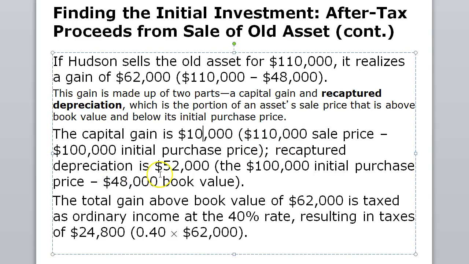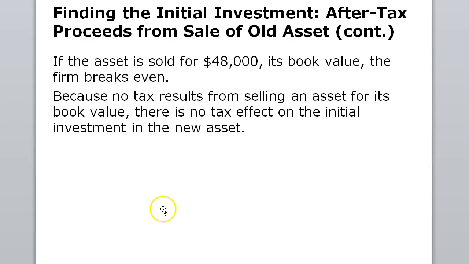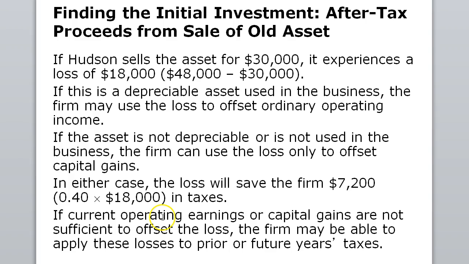Okay, so recaptured depreciation is $52,000. The $100,000 initial purchase minus the book value. So this is recaptured depreciation. So the total gain above book value is $62,000 and is taxed as ordinary income. So the tax at 40% would be $24,000. So if the asset is sold at $48,000, its book value, it's a break even. You're selling the asset at the exact book value. There's no tax consequences. Okay.